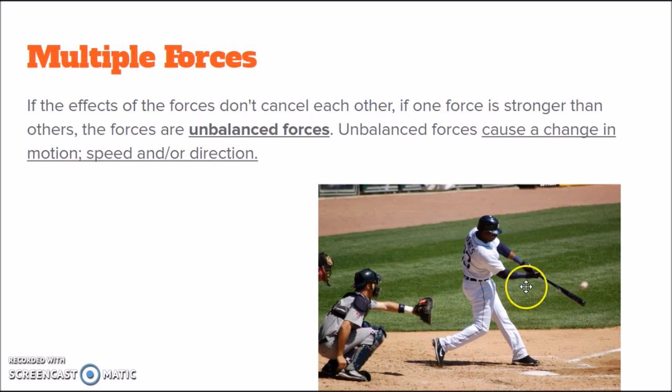So this is an example of an unbalanced force, and I bet you can think of lots of times where you put a force on something and made it move or made it change direction, and that was an unbalanced force.